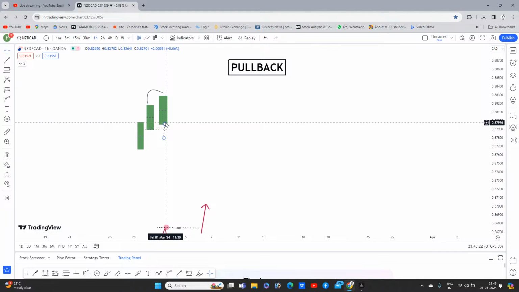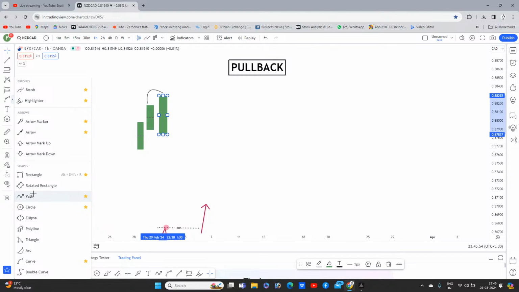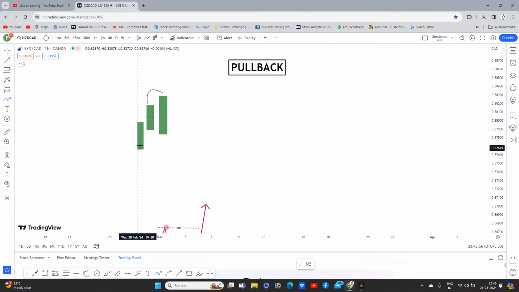It doesn't matter whether the candle has a wick or a body closing below. What we need is the breaking of the previous candle low. Okay, what we need is the breaking of the previous candle low. That's it, and that we'll call a pullback. How will we call it a pullback? We'll see the pullback like this.